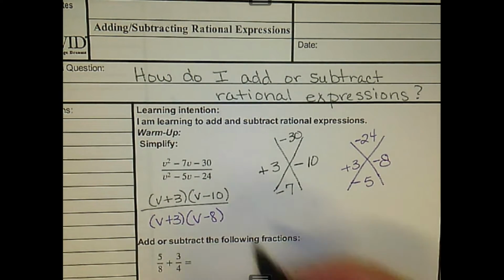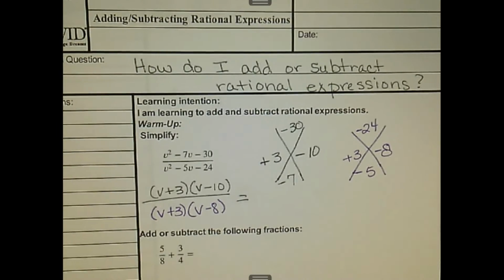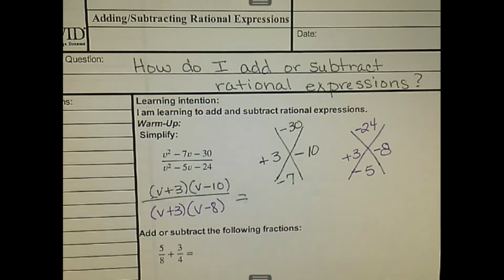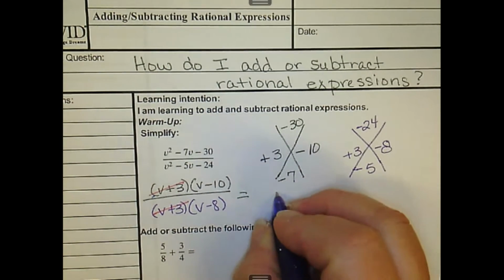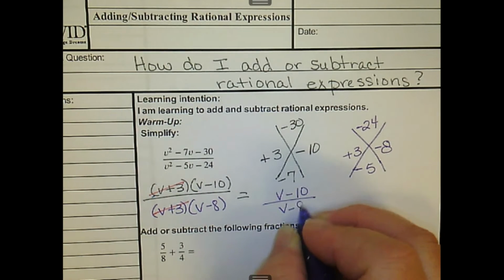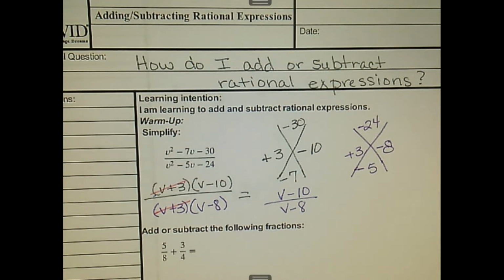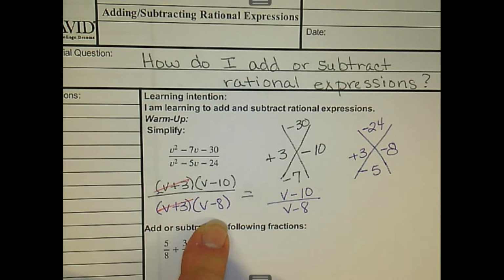So as I simplify, I've got a common factor. The common factor is v plus 3, which is in my numerator and in my denominator. So after I simplify, I get v minus 10 over v minus 8. Okay, we did not talk about our constraints. Our constraints would be v cannot be equal to negative 3 or positive 8 because I cannot divide by 0.